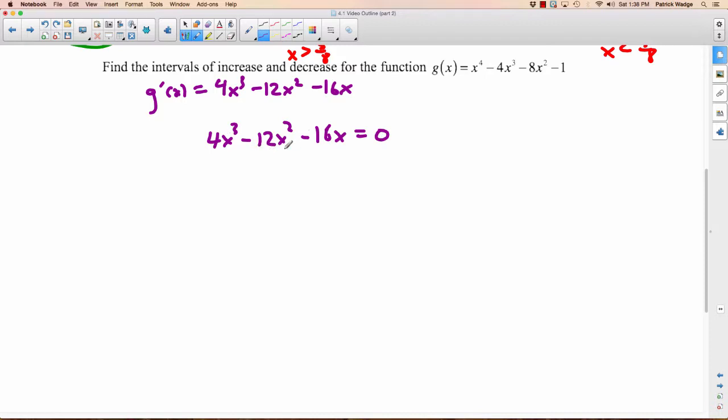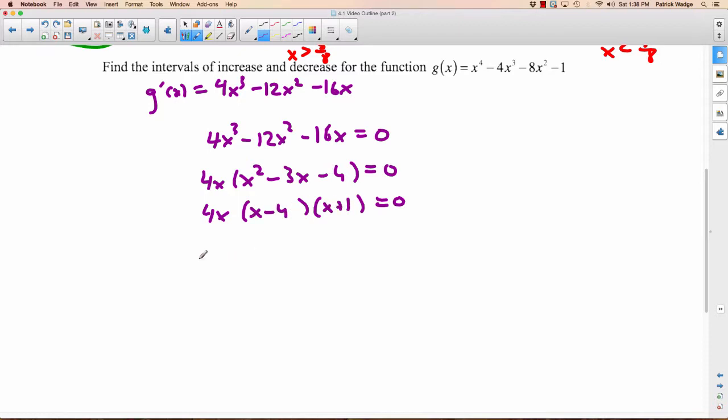Okay, well, we're going to solve this by factoring out a 4x, and what we're left with is x squared minus 3x minus 4 equals 0. Then you can factor the middle part here, the trinomial, and two numbers that multiply to negative 4 and subtract to 3 are 4 and 1, so x minus 4, x plus 1. So you can get your zeros here. The zeros are x equals 0. Don't forget this.